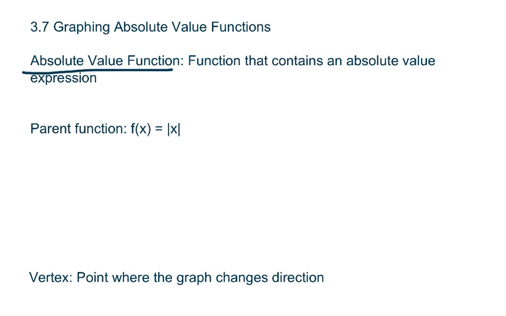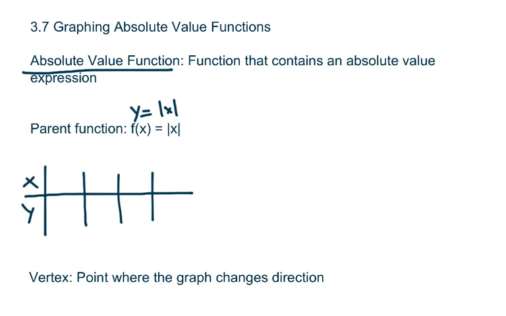And the parent function of the absolute value functions is f of x is equal to the absolute value of x. So let's think about what the graph of the parent function would look like. If we have x and y, remember y is the same thing as f of x. So we could rewrite this as y equals the absolute value of x. When I choose my x values to graph something, I like -2, -1, 0, 1, and 2. Kind of the center of the graph allows me to see everything.